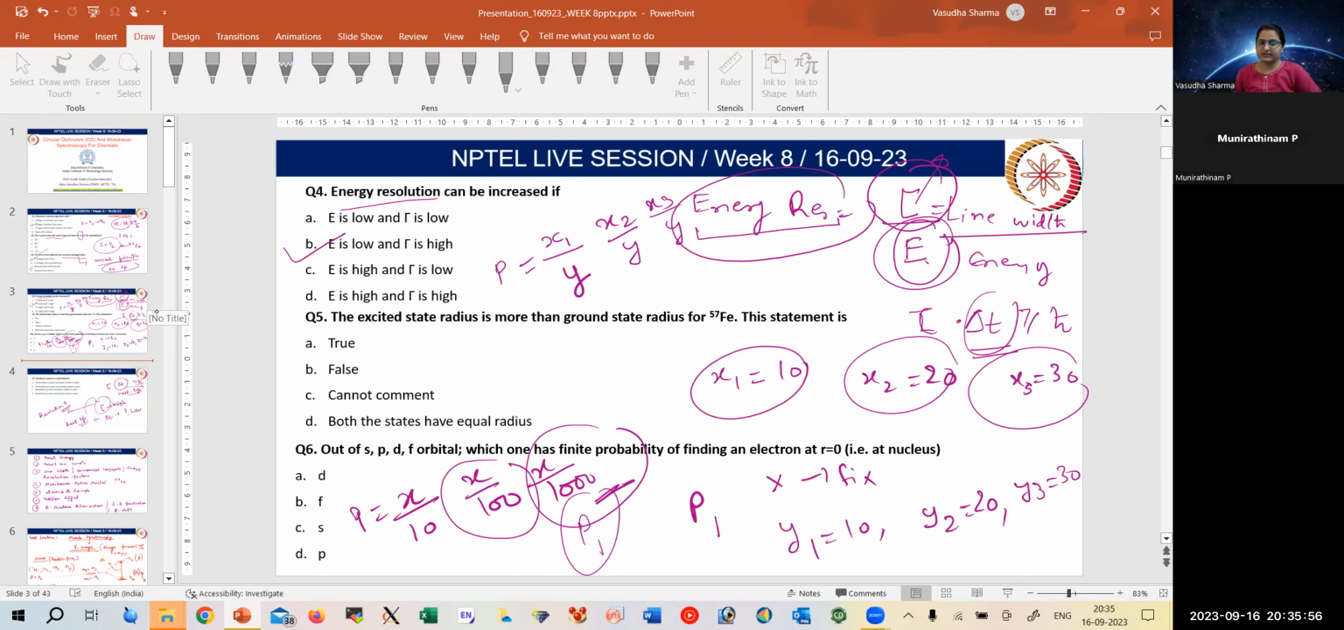The excited state radius is more than the ground state radius of iron 57. This statement is true, false, we can't comment on it, or both the states have equal radius. We understood that because of the electron penetration, there is a difference in the radius of the nucleus, both in the excited state and the ground state. So we talked about iron 57, the last formula, the delta R formula. Option A is correct, ma'am. True. Just a second.